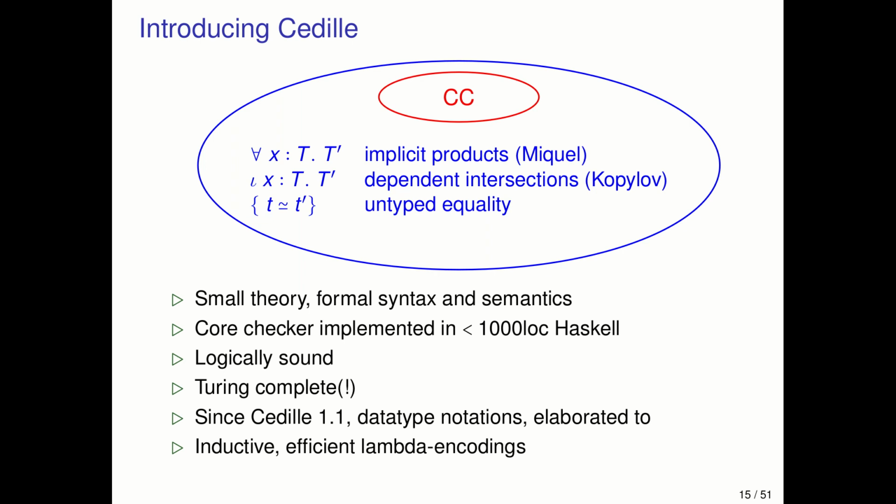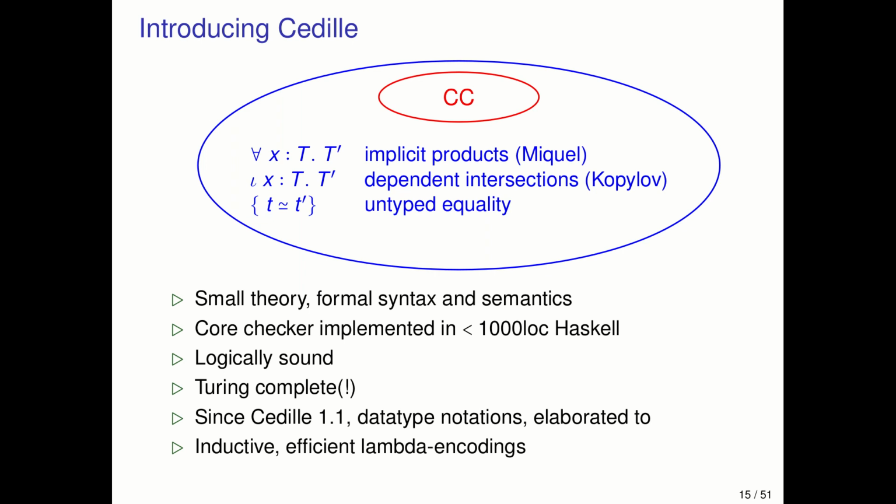Since Cedille 1.1 was released a few months ago, we actually have data type notation. On top of this core language, we layer a surface language that lets you write data types in a familiar style and do pattern matching recursion in a not so familiar style, which I will show you. These notations are compiled down to inductive, efficient lambda encodings expressed in this theory. So you can use data types and things you're used to, but in the end they all compile down to a pure type theory with no built-in data types.